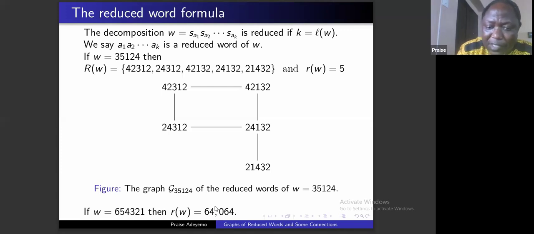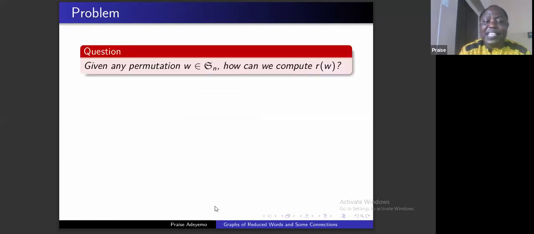So now the question that is important is, given any permutation, how can we compute R? In other words, what will be the number of reduced words? So unfortunately, there is no closed formula for this. If you have a permutation, there's no closed formula that will say, okay, this is the number of reduced words we are going to get.